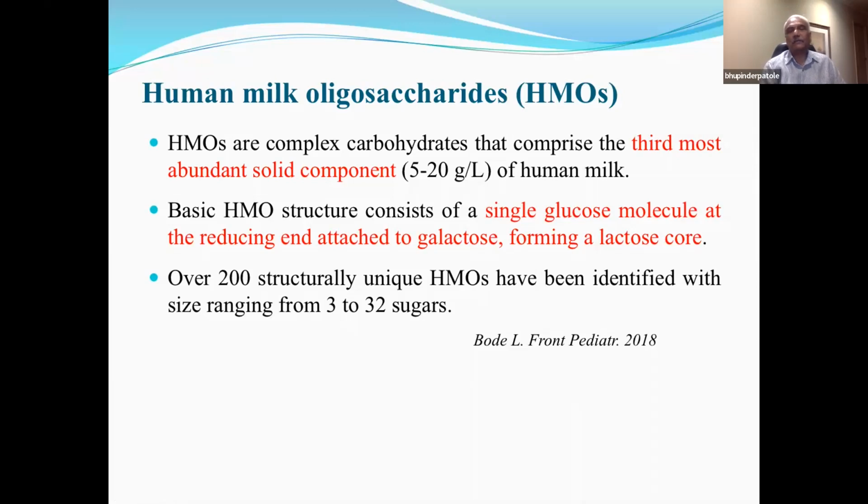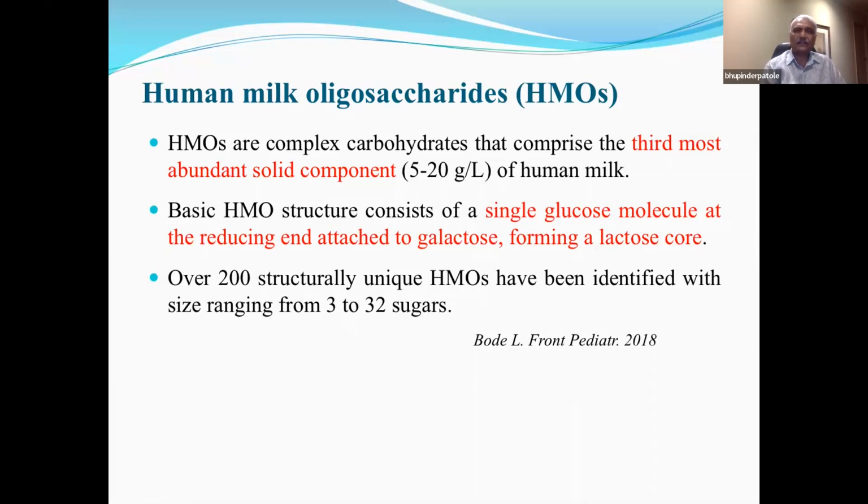I think everyone who is involved in neonatal intensive care, and even in pediatrics as such, is very well aware of the importance of human milk oligosaccharides. These are the complex sugars available in the mother's milk. They are complex carbohydrates, and they are the third most abundant solid component after lactose and lipids.